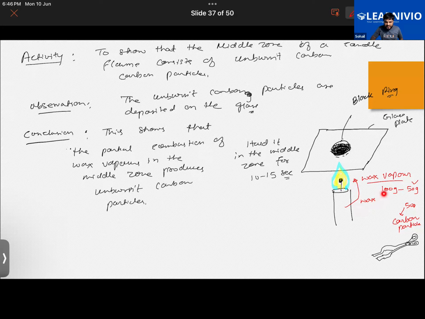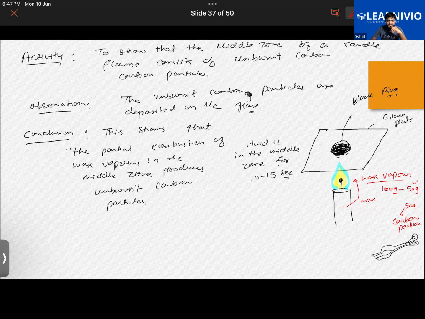Say there were 100 gram of wax vapors. Out of that, 50 gram only burnt completely, while 50 gram didn't burn, so it converted into unburnt carbon particles, right? And those unburnt carbon particles deposited over this glass plate when you brought it near the middle zone of the candle flame. Getting it, guys? So that shows that the middle zone consists of unburnt carbon particles. Okay, now hope you guys are getting it.